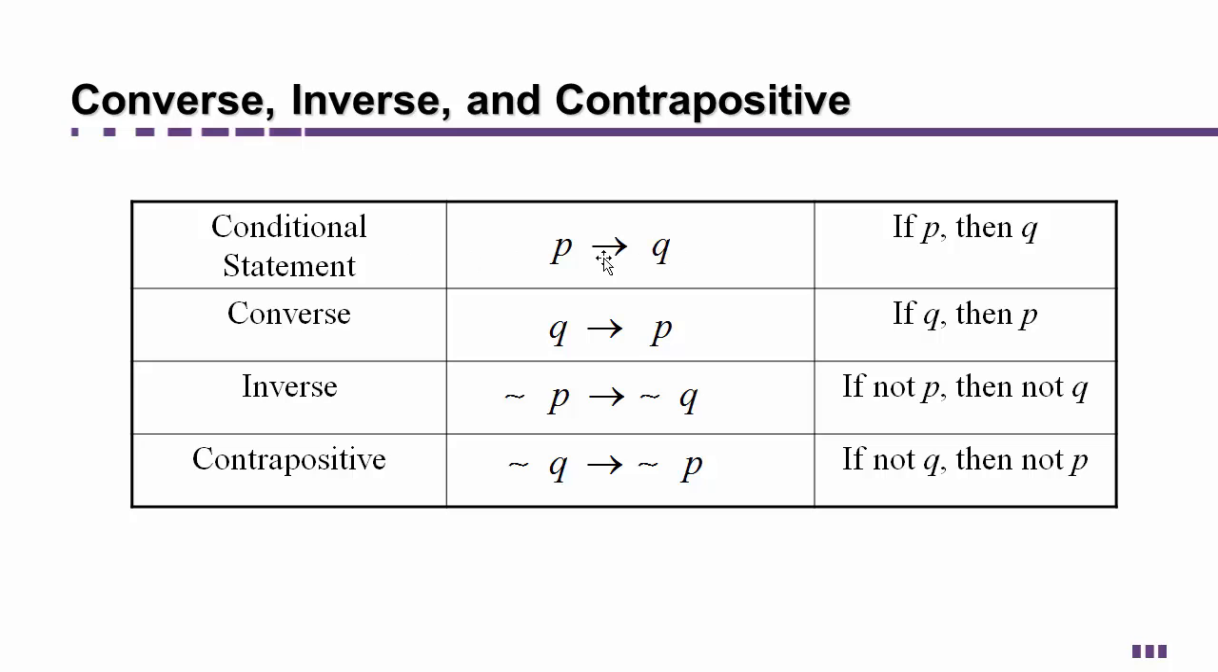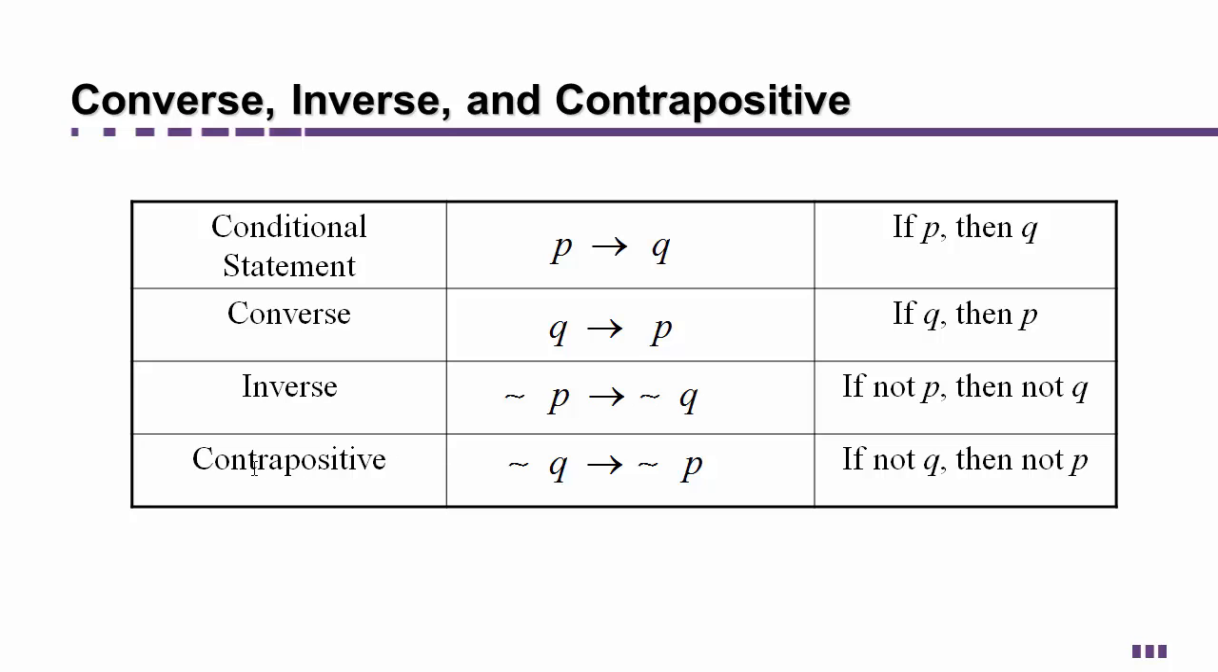Our typical conditional statement, right? If P then Q. The converse just goes in the opposite direction. So if Q then P. The inverse is just both things inverted, right? So not P and then not Q.